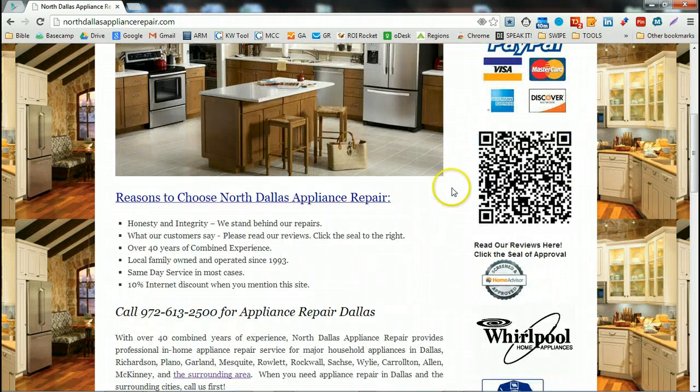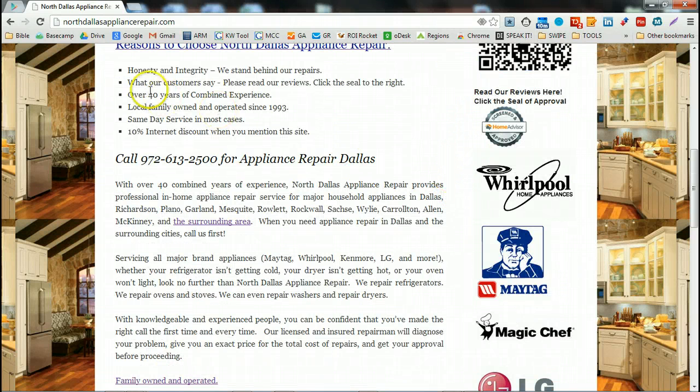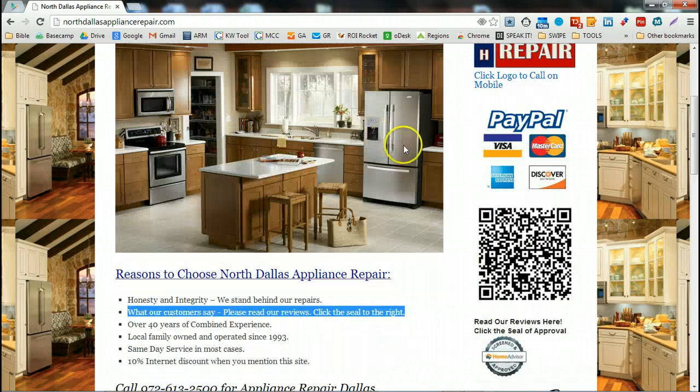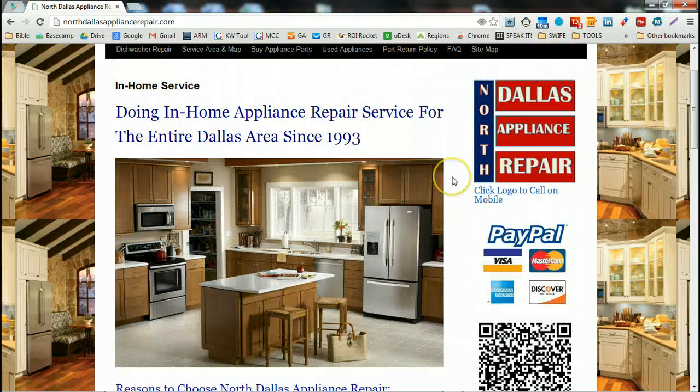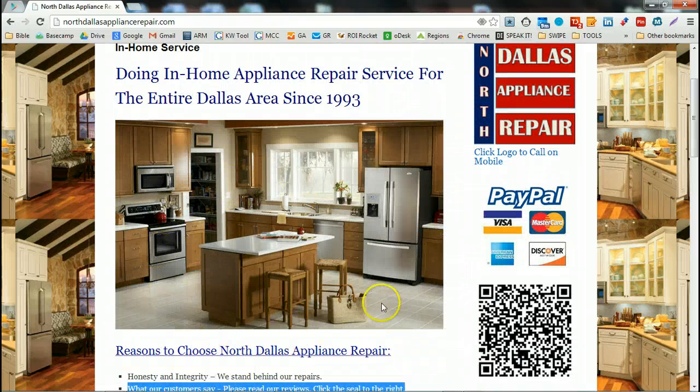Okay. The other thing is that it says right here what our customers say. Please read our reviews. Click the seal to the right. Now you're asking a lot of this visitor. They shouldn't have to search your site. They shouldn't have to read every word. They shouldn't have to click on any links. Period. They should be able to see those testimonials as soon as they land on the page. And so my recommendation would be replace this big picture that adds zero value.